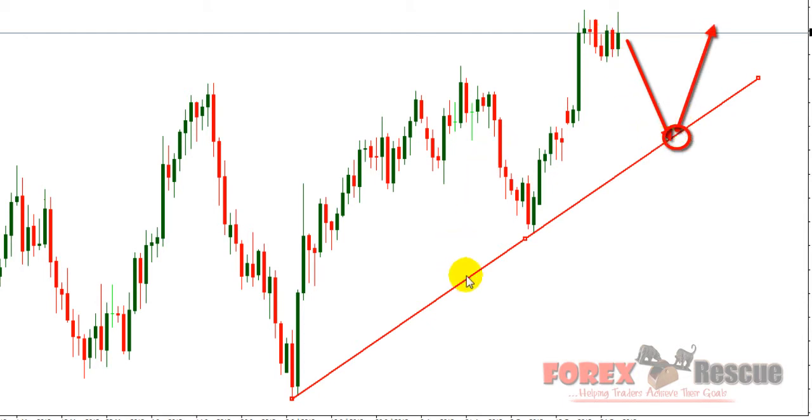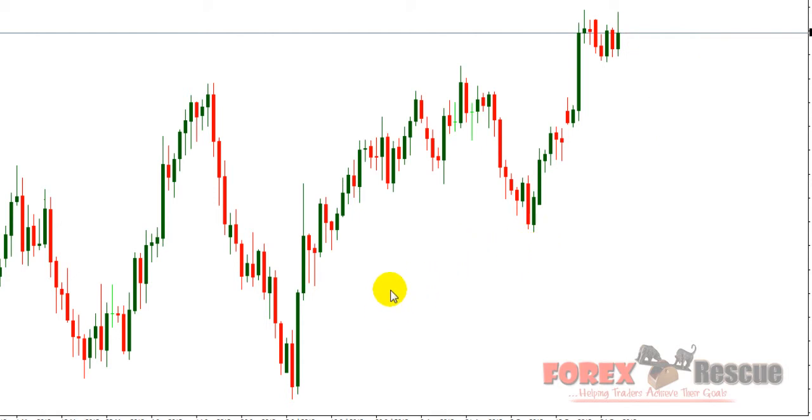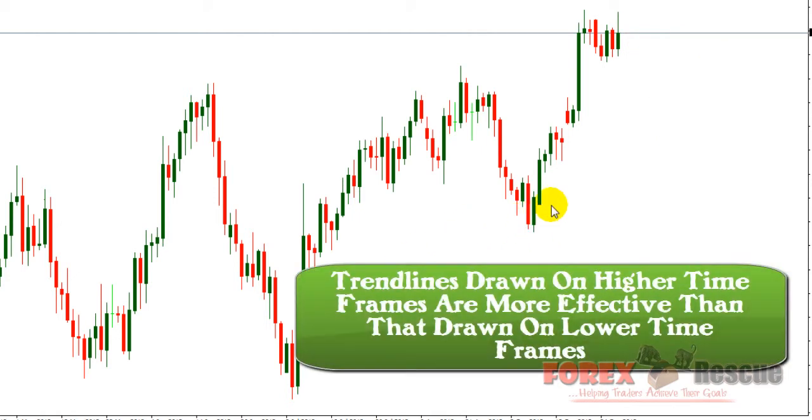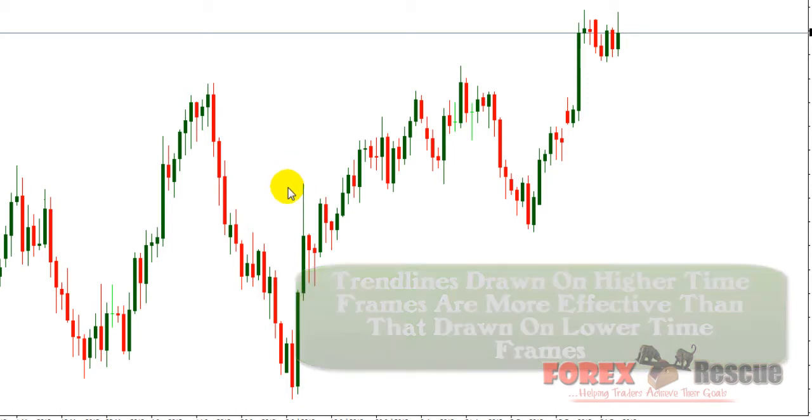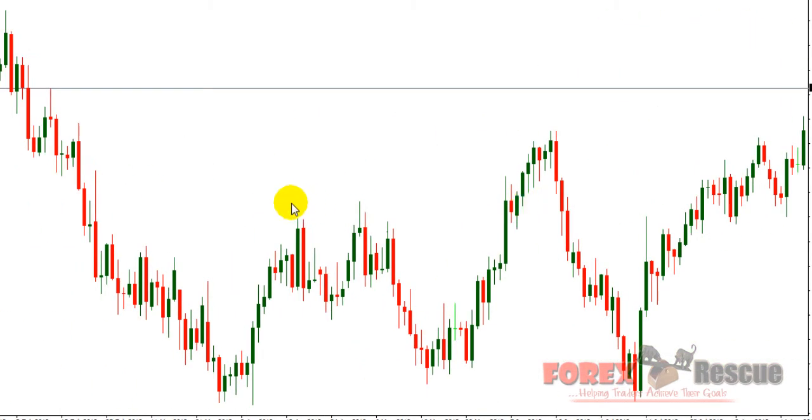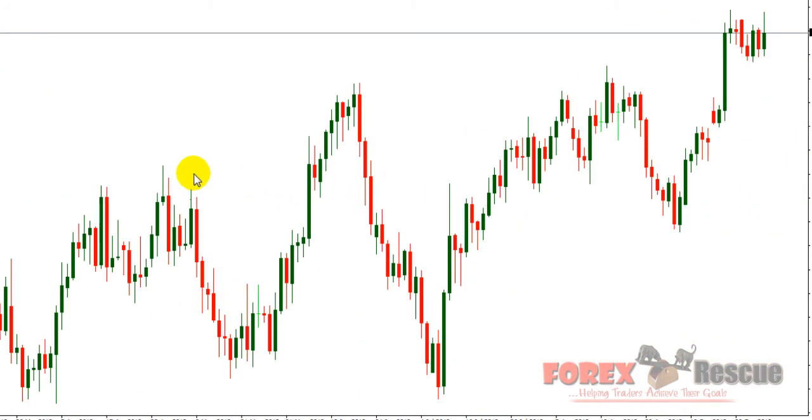Now, trend lines drawn on higher time frames have more power, more effectiveness than trend lines drawn on lower time frames. For example, in my case, I tend to focus my attention on the daily, the 4-hour and the weekly trend lines because price tends to always react around that area, and I'm going to be demonstrating that to you shortly.